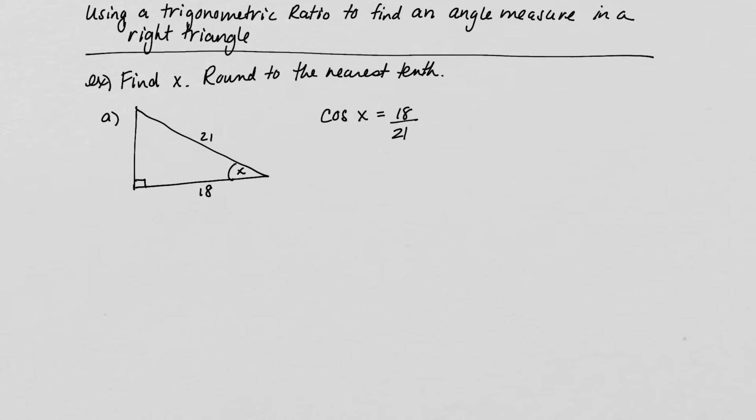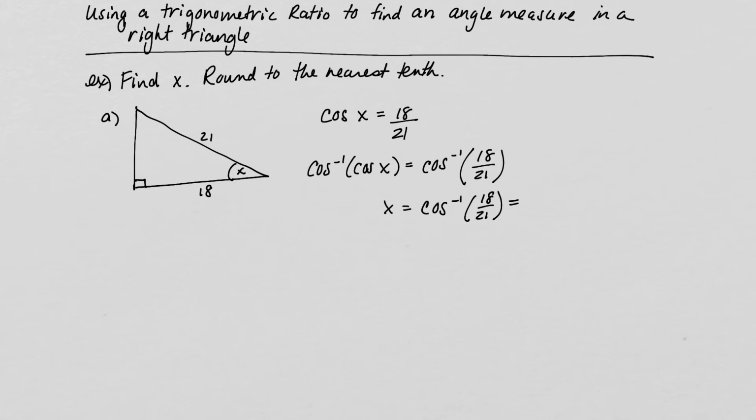And so now all that I want to do is find x. So to find x, I need to use the inverse cosine. So if I take the inverse cosine of both sides, x equals the inverse cosine of 18 over 21. Remember, the cosine and the inverse cosine cancel each other out, and so we're just left with x. So x is going to be the inverse cosine of 18 over 21. And if you punch that into your calculator, it should end up being 31.002, which we're rounding to the nearest tenth, so 31.0 degrees.